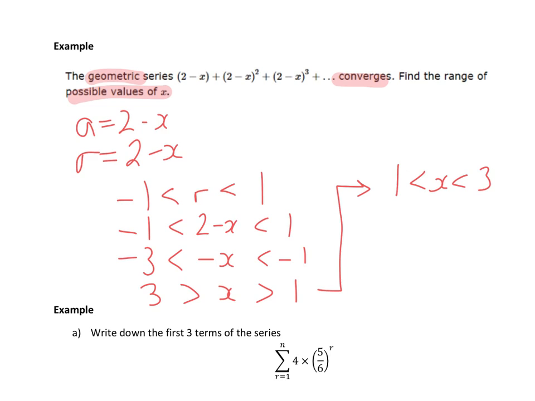I didn't have to use any formulas that time. I just had to use the fact that it converges, which means r is between minus 1 and 1.